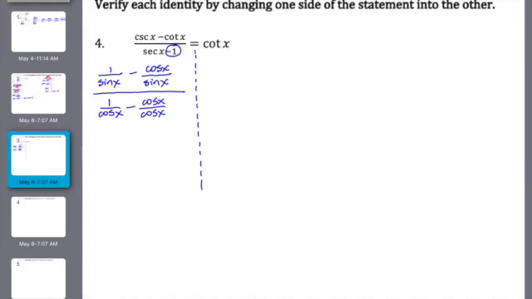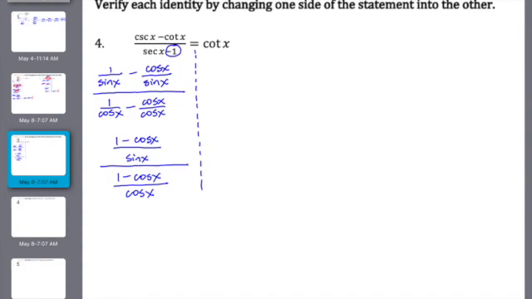Now I'm going to combine these numerators into a single fraction up here and combine these denominators into a single fraction down here. In the numerator I have 1 minus cosine x over my common denominator, which is sine x, all over 1 minus cosine x over my denominator, which is cosine x. And now that we have those in a single fraction, we can do keep switch flip.